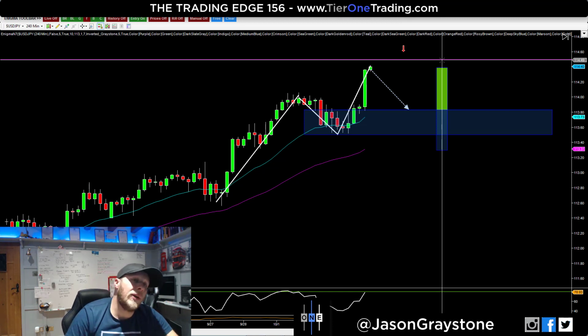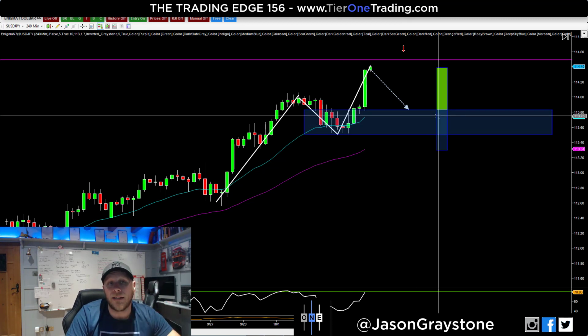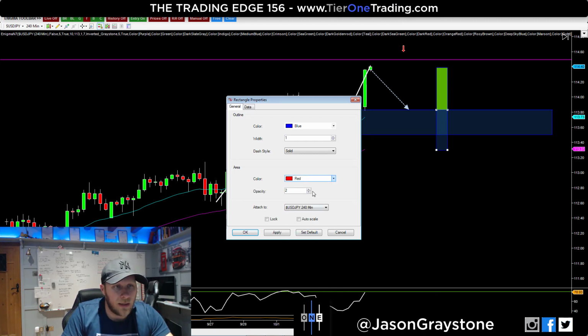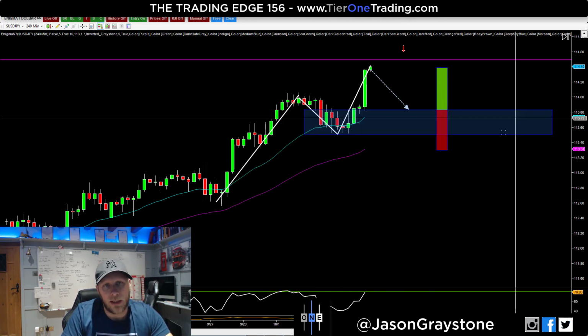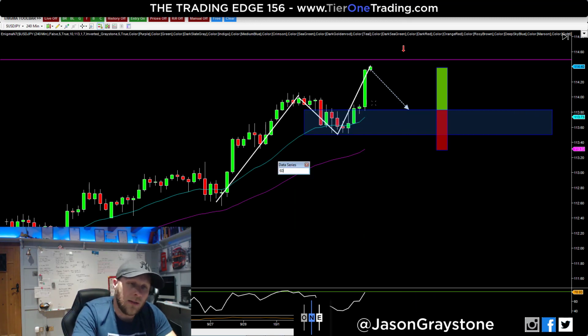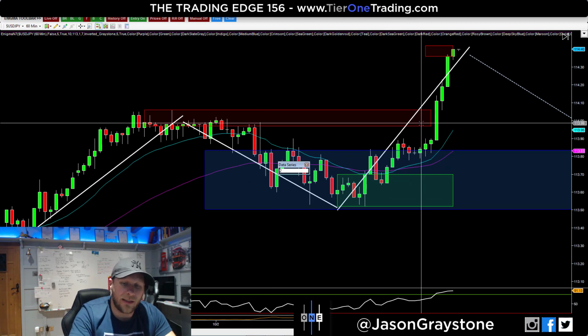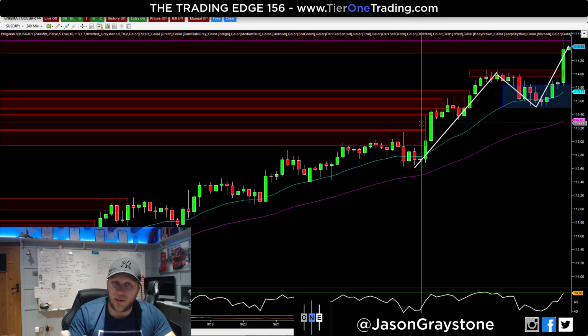So continuing on with this then, we're looking for a pullback down into this zone. The risk will look something like this. This will be the kill zone. If we drop down to the 60, it's going to look pretty much the same. Okay, so yeah, is what it is.